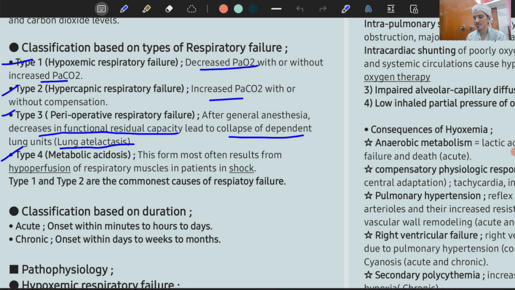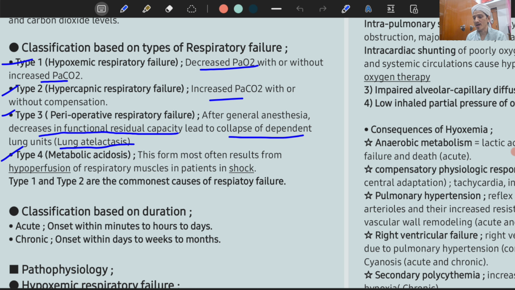Type 4 is associated with metabolic acidosis. This form most often results from hypoperfusion of respiratory muscles, and a good example is shock patients. So these are 4 types, but the most common are hypoxemic respiratory failure and hypercapnic respiratory failure, and both can be acute or chronic. Type 1 hypoxic and type 2 hypercapnic are the respiratory failures which we will most commonly deal with.